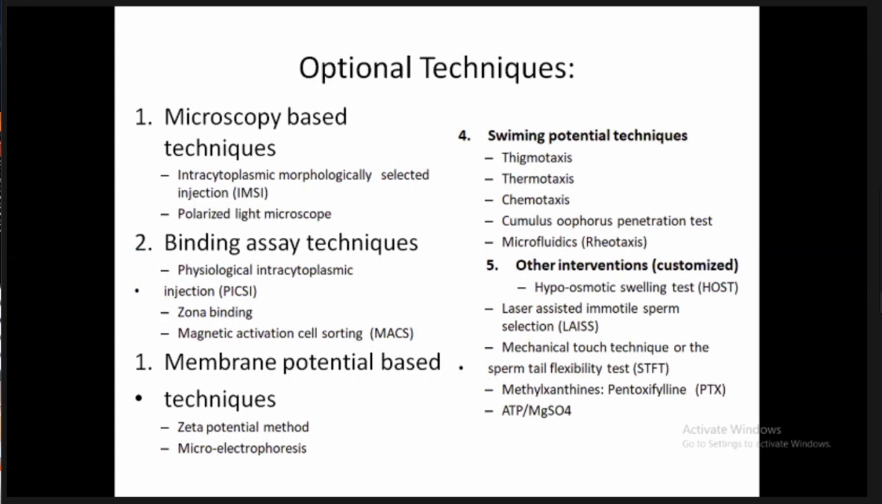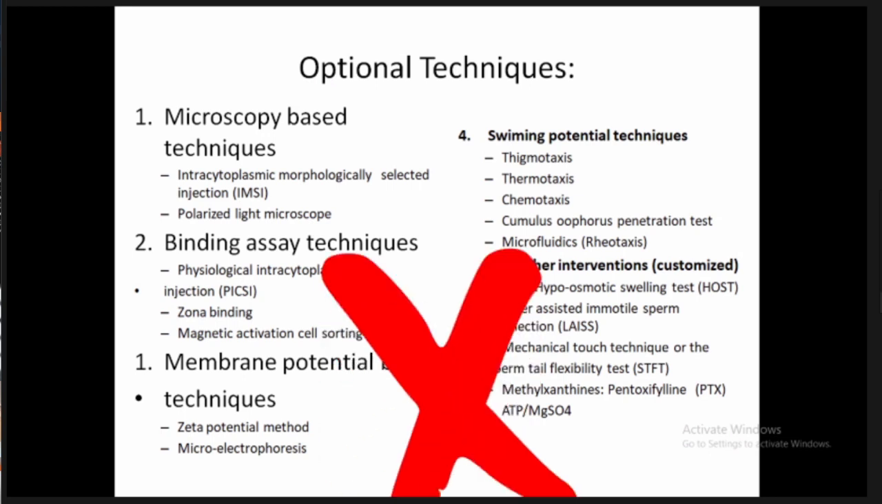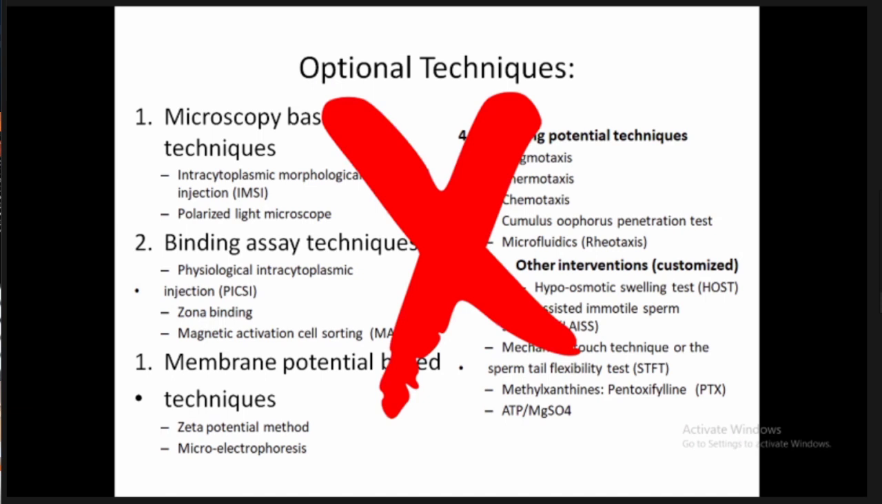There are other optional techniques which are mainly based on microscopy or binding assay techniques, and also membrane potential based techniques, and techniques which are based on taxes, and other interventions like customized interventions such as HAOS and laser-assisted sperm selection. I will not be talking about these because I strictly categorize sperm preparation methods as separate from sperm selection methods.